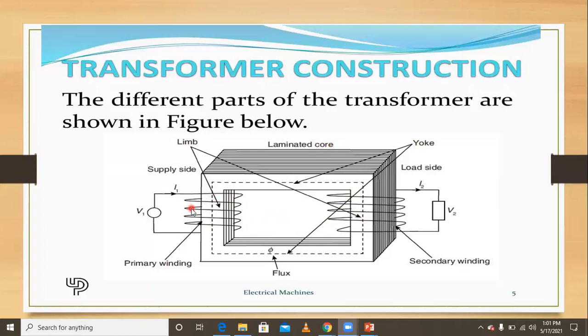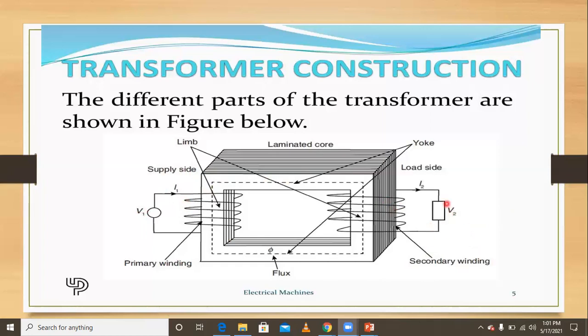Primary and secondary are named based on the connection of the source and the load. The transformer is a two-port network. For example, if the load is connected here and the source is connected here, the transformer works properly, even if the source and load are interchanged.